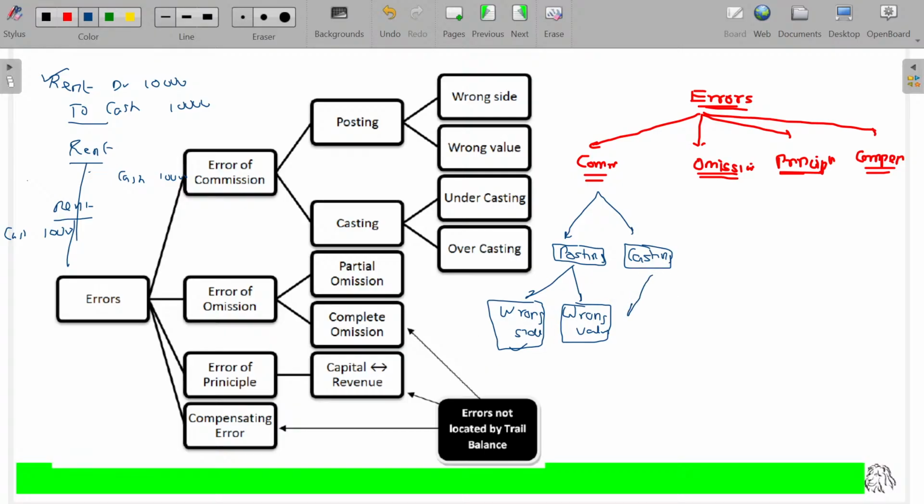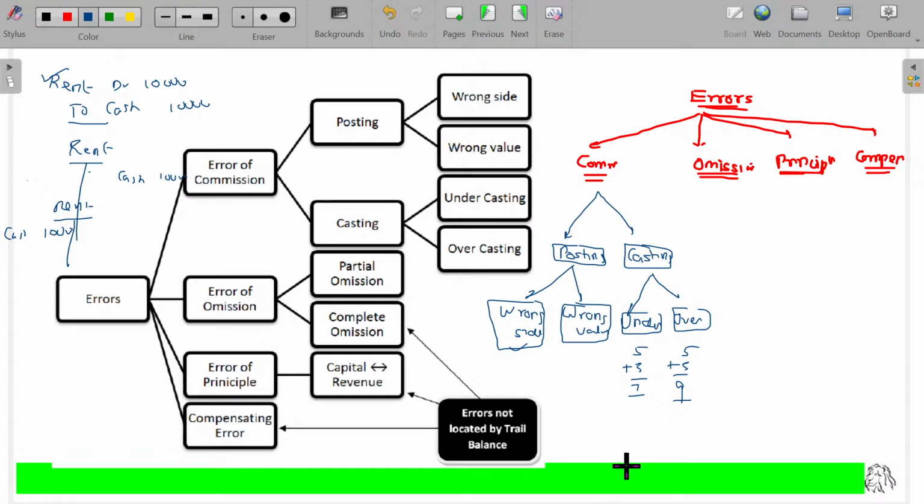Casting error, again we have two types of casting error. Undercasting, another one is overcasting. Casting is nothing but totaling. 5 plus 3, 7. It's a wrong total. The total is less than the value. 5 plus 3, 8, but shown as 7. So it's called undercasting. 5 plus 3, 9 is called overcasting. Hope you are now able to understand undercasting and overcasting.